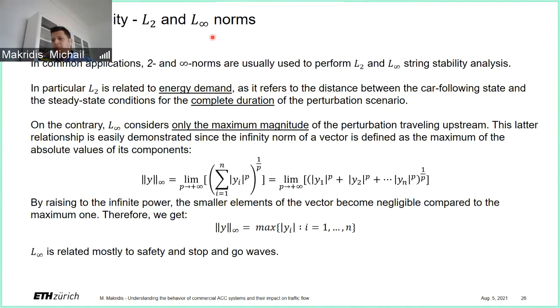Now, the L2 norm, for each measurement that we have, studies the deviation from the equilibrium of the observed profile, and it takes into account each observation. So it's an energy-related metric. Now, L infinity focuses, for a specific profile, on the maximum deviation from the equilibrium. And it's more related to safety and stop-and-go waves. And it's the one that we will focus on in this talk. So it's this one, the L infinity.